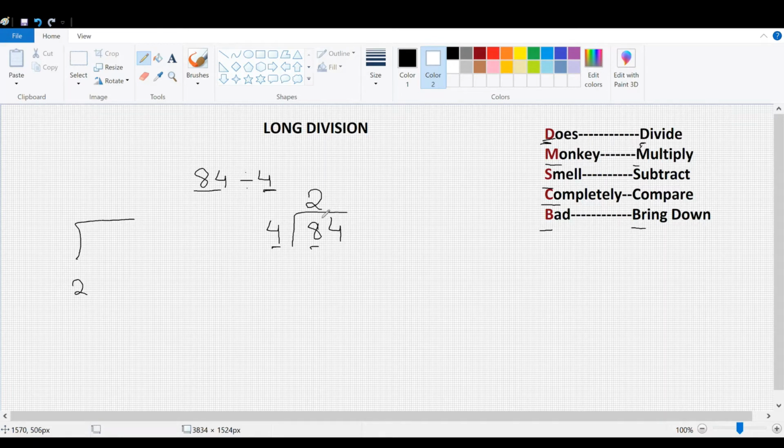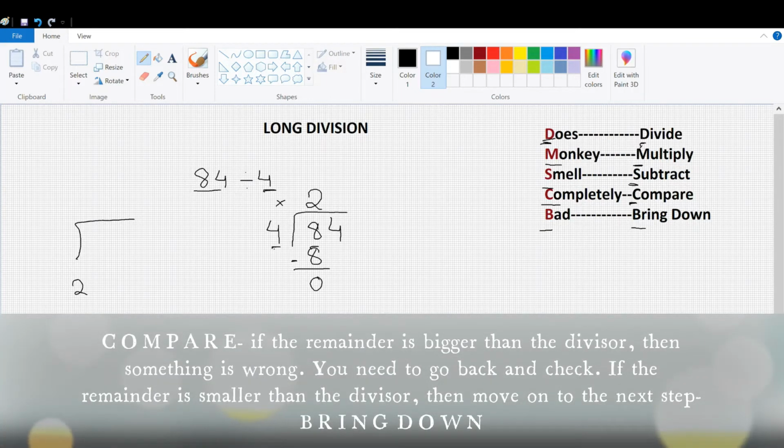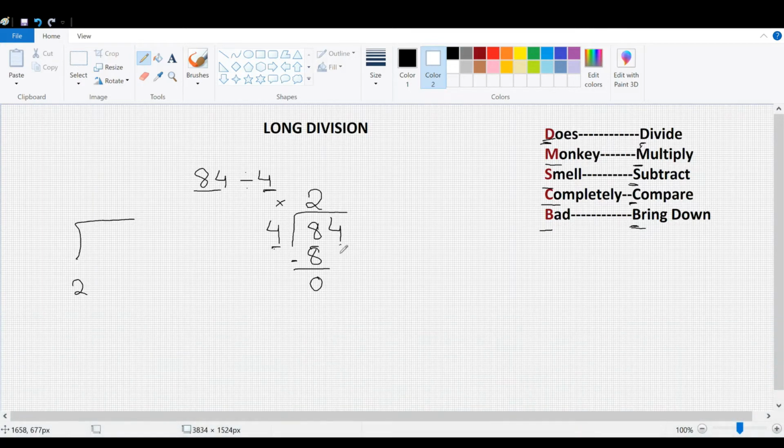Now the next step is multiply. 4 times 2 is 8. Then we subtract. 8 take away 8 is 0. Now we compare. Is 0 less than 4? Yes, it is. Then we bring down the next available number, which is 4 in this case. So we bring the number 4 down.